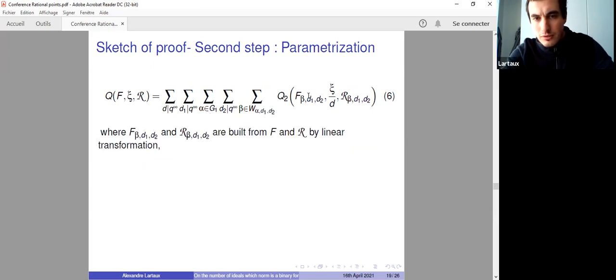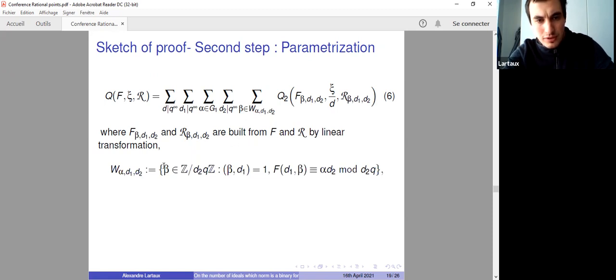So this polynomial f beta d1 d2 and this set r beta d1 d2 are built from f and r by linear transformation. This set W is a set of some roots of polynomials mod d modulo q. And the most important thing is G1, which is the kernel of K. So this is the set of alpha in (Z over QZ)^times such that K of alpha is equal to 1.